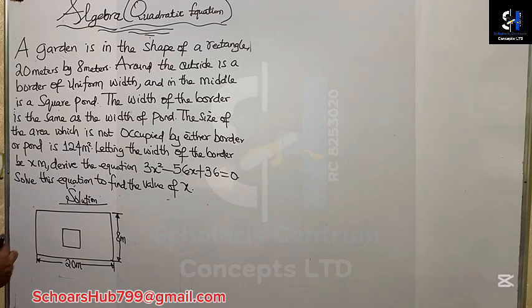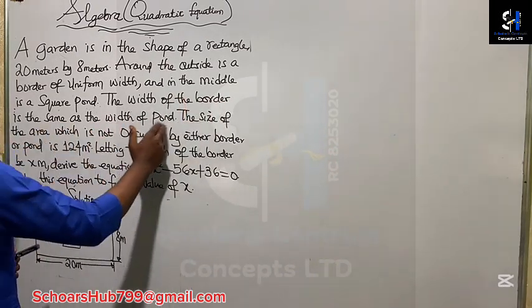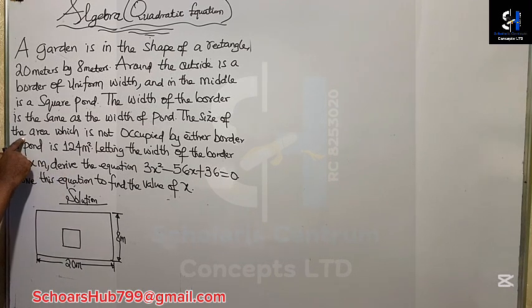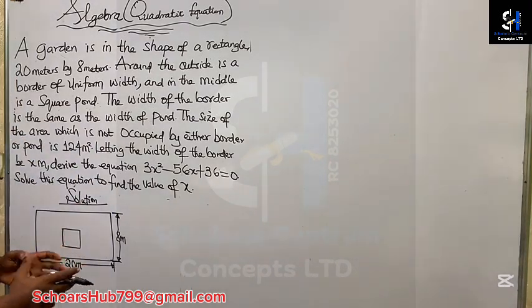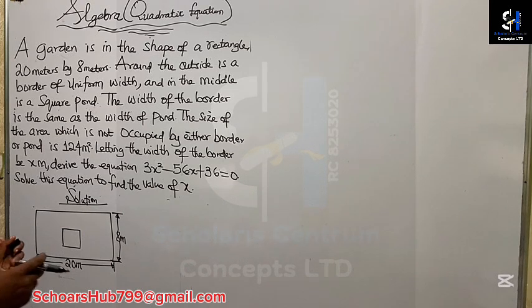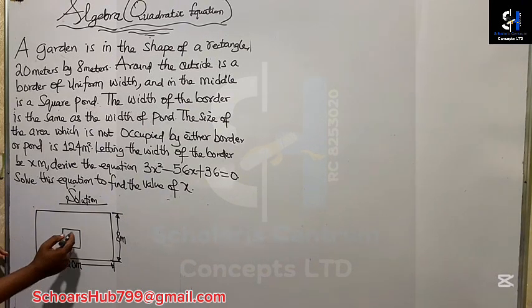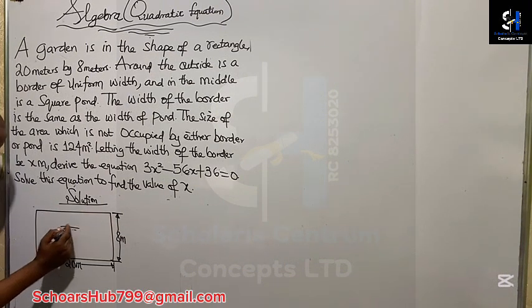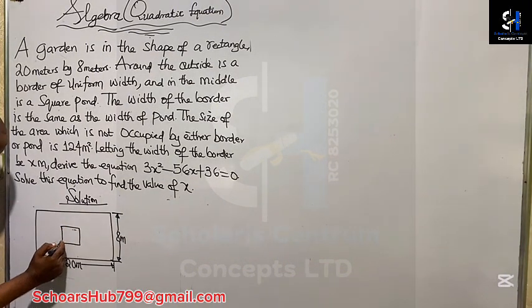Now the width of the border is the same as the width of the pond. Then the size of the area which is not occupied by either the border or the pond is 124 square meters. Letting the width of the border be x, this will be x meters, and this will also be x meters. This is the square, x meters, then x meters.